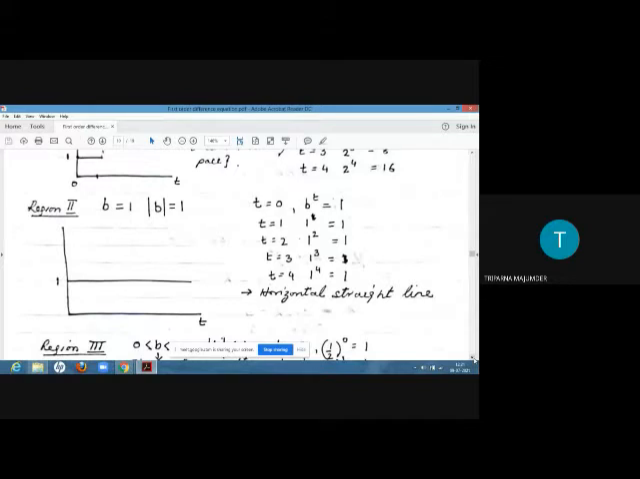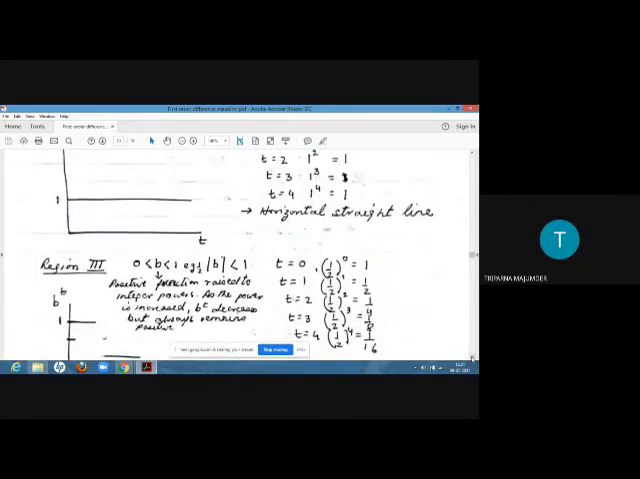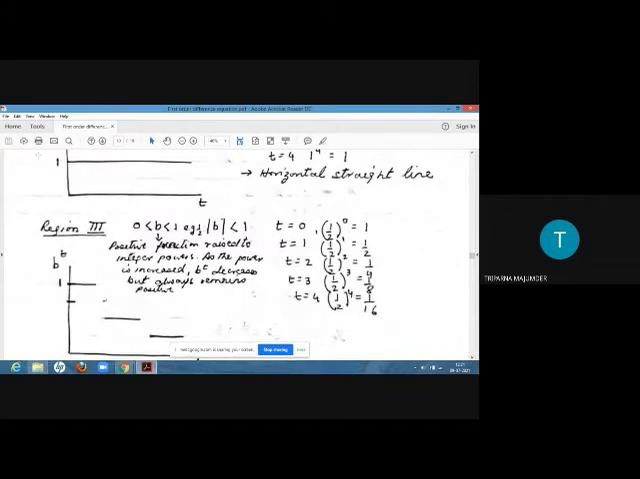That is, b is equal to 1, absolute value of b is equal to 1. So, whatever the value of t be, b to the power t will be equal to 1 and we will get a horizontal straight line like this.